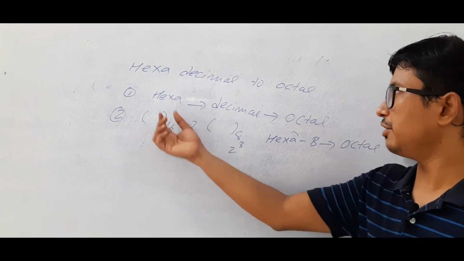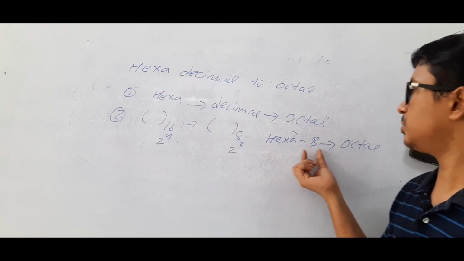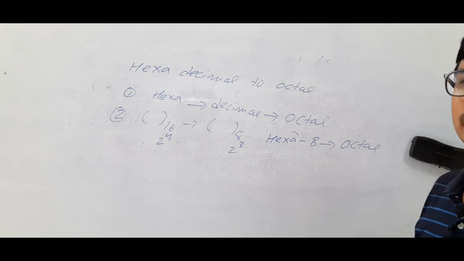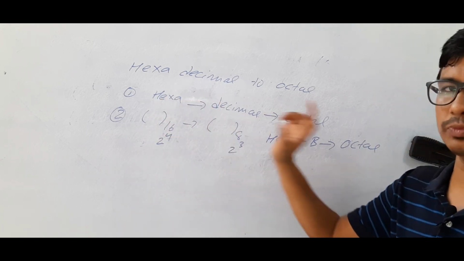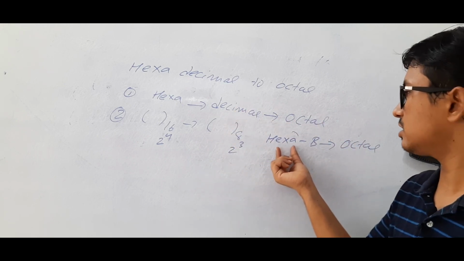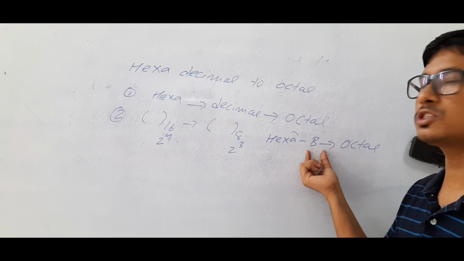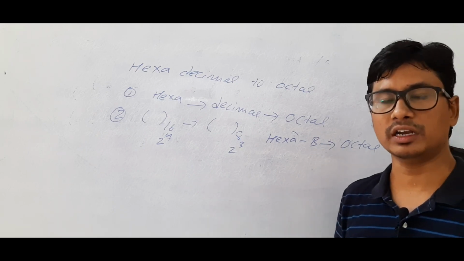So if you want to convert hexadecimal to octal, you can even convert a hexadecimal to binary. From binary you can convert into octal. Already you know how to convert a hexadecimal to decimal and decimal to octal. In the next video I will discuss how to convert a hexadecimal to binary. Then from binary how we can convert into octal number system.